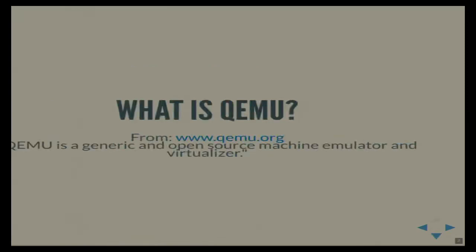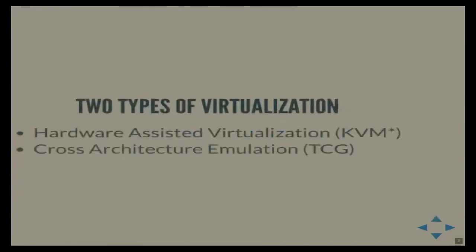So let's quickly introduce Kwemu. So what is Kwemu? According to its web page, it's a generic open source machine emulator and virtualizer. I think the Q originally stood for quick, but we like to think of it as pretty fast now. So Kwemu supports two types of virtualization. The first is probably the most familiar to most of you, and that's when it's used to launch guests using the Linux kernel's kernel virtual machine. This requires support from the hardware and uses hardware features to accelerate the virtualization.